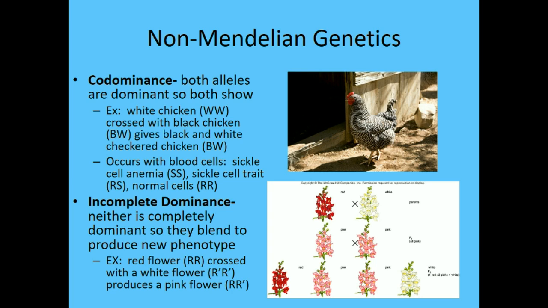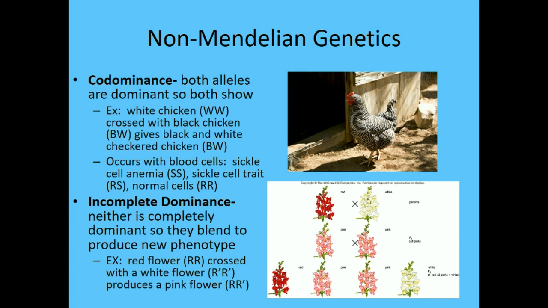All right, so now we're going to move into things that don't fit into Mendel's ideas. Okay, so Mendel was correct in a lot of things in what he said, but since then we've seen that there are other types of inheritance patterns. Two of the biggest ones are going to be codominance and incomplete dominance. And there's a quick way to kind of show you how these work. Codominance is when both are dominant.